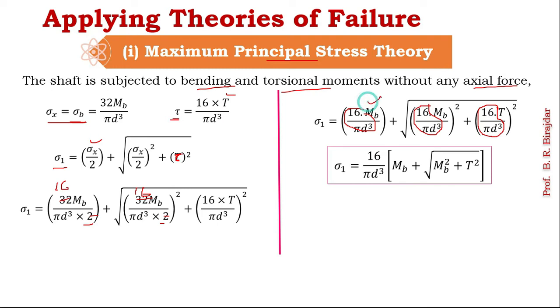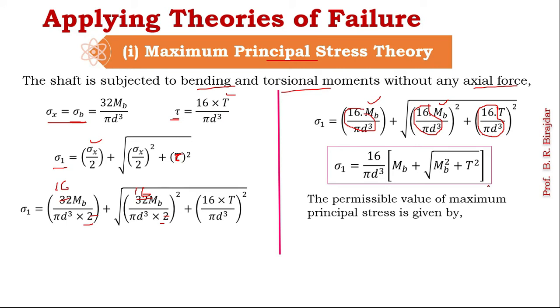Here in bracket, you will get this Mb plus under root, this is Mb square plus this is the T square, that is the torque square. So that is what we will get, the equation when we apply the maximum principal stress theory. So the permissible value of the maximum principal stress theory, using which we find out the sigma 1, that we will get how, that is the ultimate yield strength divided by the factor of safety.